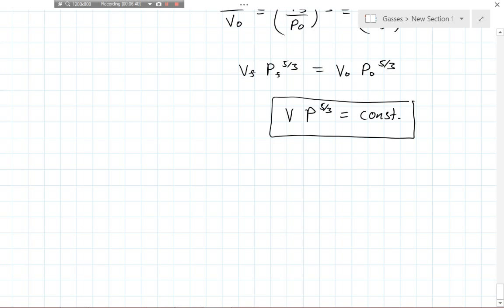So if I wanted to calculate the work that is done during an adiabatic process, I could use this to write pressure as a function of volume. For example, I'd have pressure is equal to V naught P naught raised to the 5/3 power divided by V raised to the 5/3 power. So this lets me write pressure as a function of volume. So if I wanted to calculate the work that is done during an adiabatic process, I would just take the integral of this from some initial volume to some final volume.